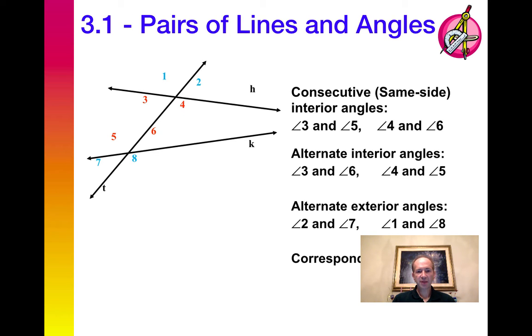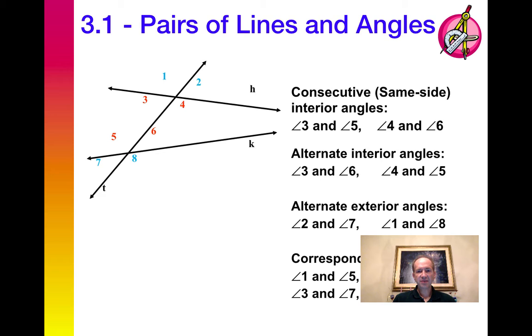And then we have corresponding angles. Corresponding angles are angles that are on the same side, so say the north side of K and the north side of H, and they're on the same side of the transversal. So 2 and 6 are an example. 5 and 1 are an example. But also we can say 4 corresponds to 8 down here, and 3 corresponds to 7. So they're on the south side, the bottom of H and K. So 1 and 5, 2 and 6, 3 and 7, 4 and 8.